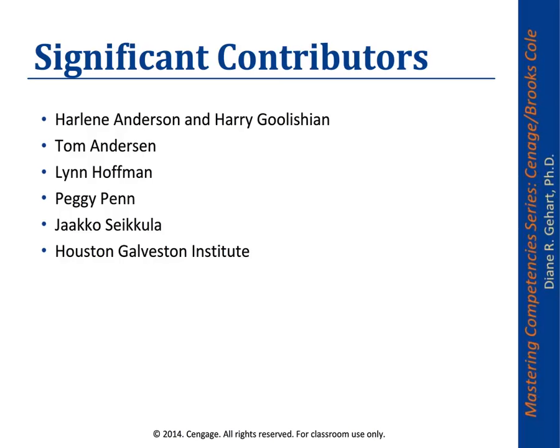Lynn Hoffman actually began as an editor for Virginia Satir, who also studied with Minuchin and Jay Haley, and did writing for both, at least for Haley, I believe. She also ended up working with the Milan team. And from her connection to the Milan team, she also ended up working with Harlene and Harry and Tom Anderson, and kind of evolved into this collaborative social constructionist way of approaching meaning.